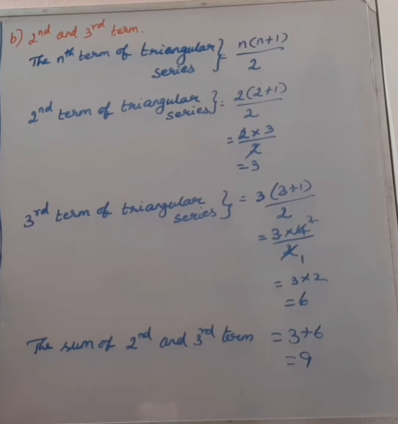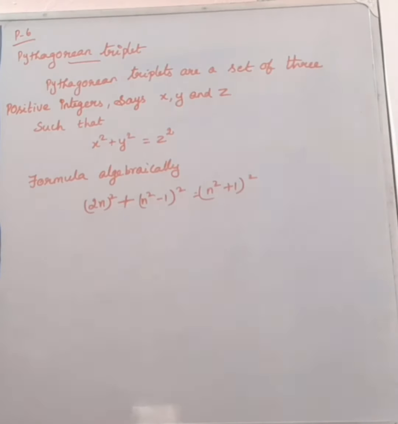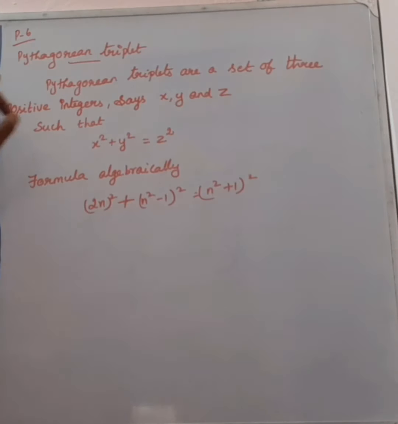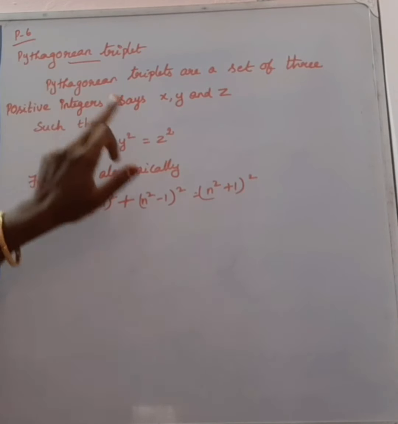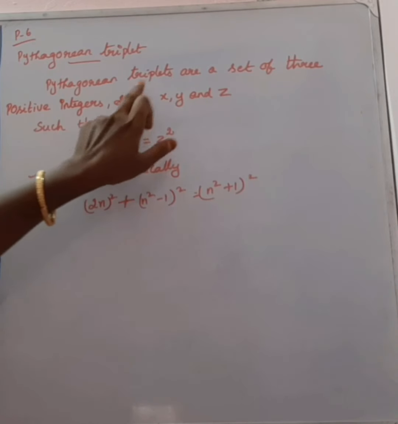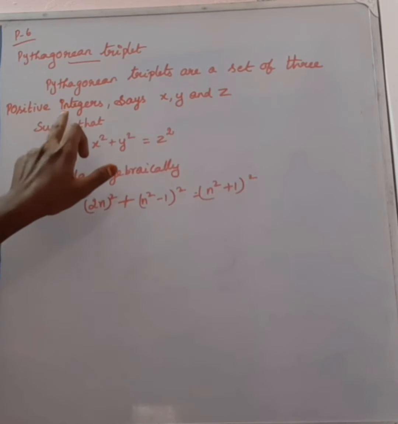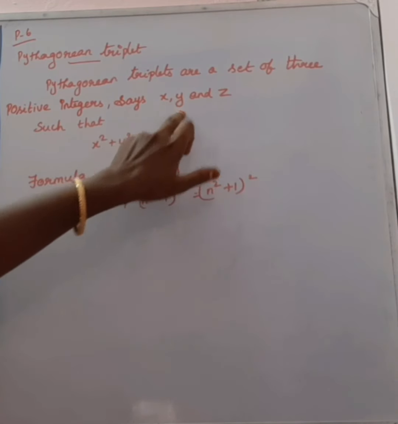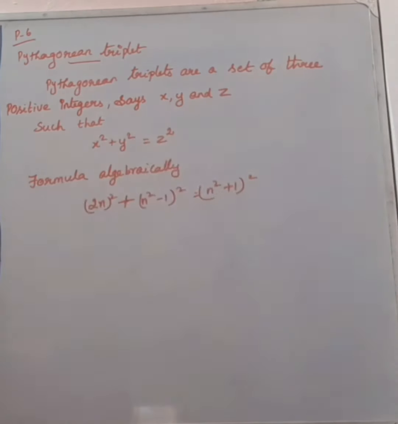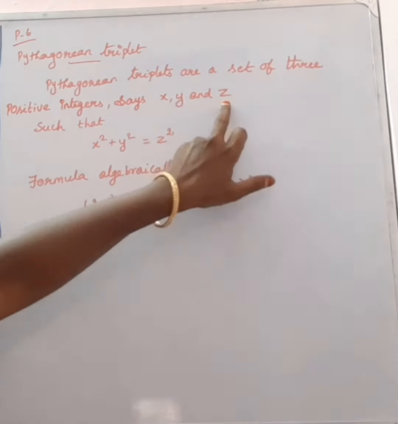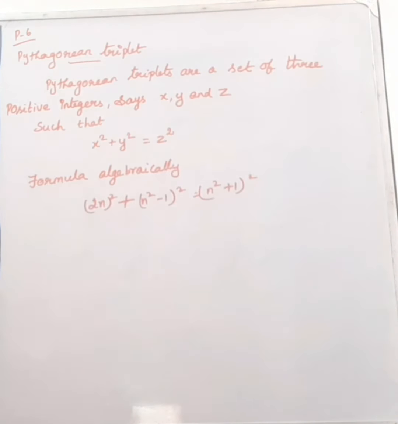Let us move on to the next property. Next, the property number 6. Pythagorean triplet. What is this? Pythagorean triplet are a set of 3 positive integers x, y and z. Okay. Here z is considered as the greatest number. From the 3 numbers, which number is greatest, we want to take that as z.